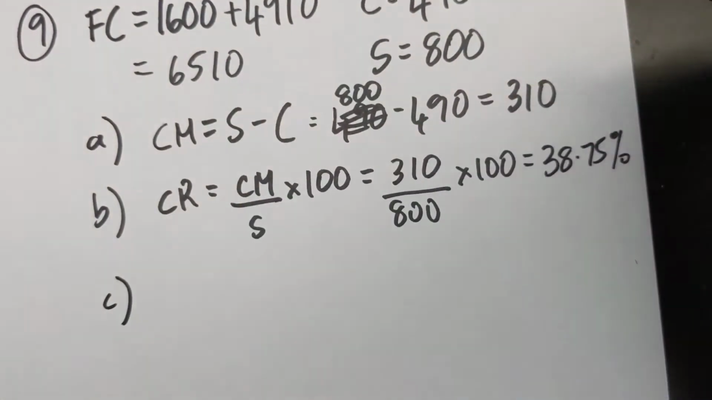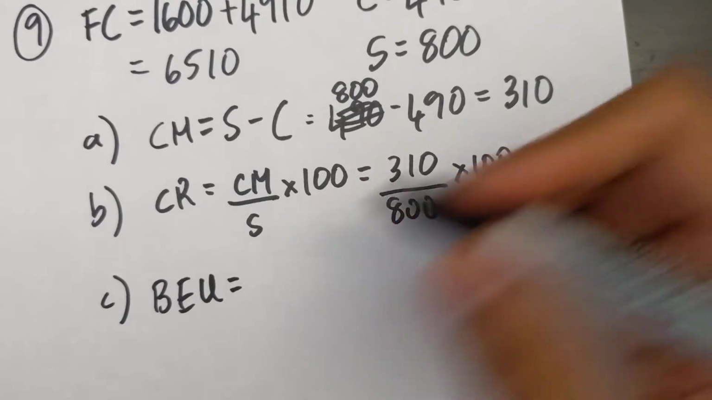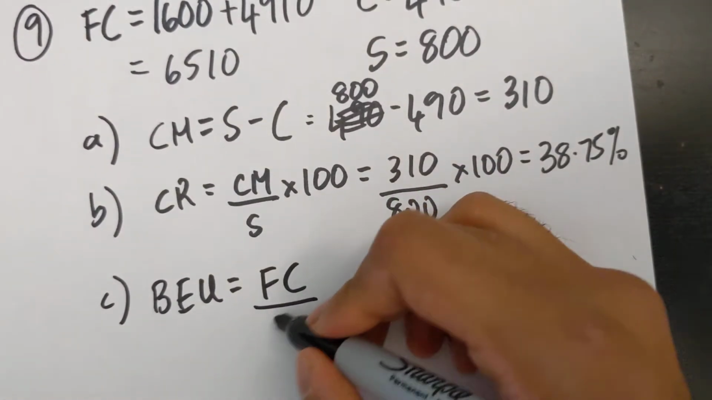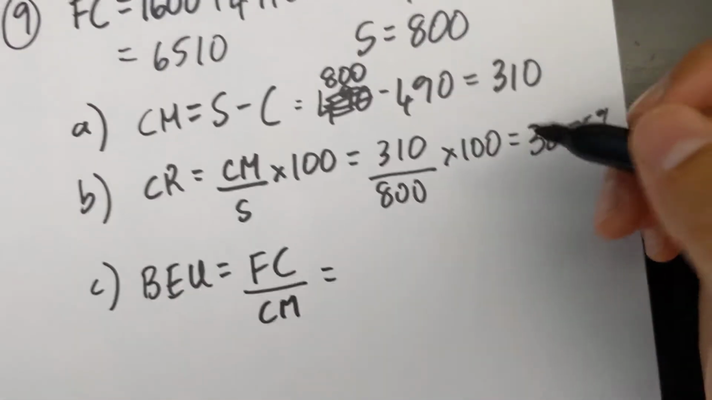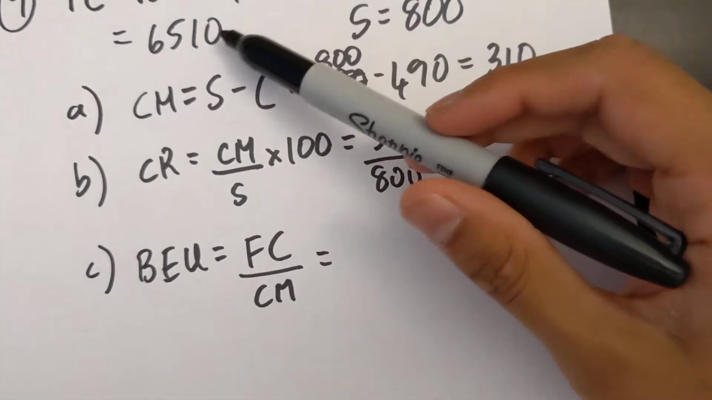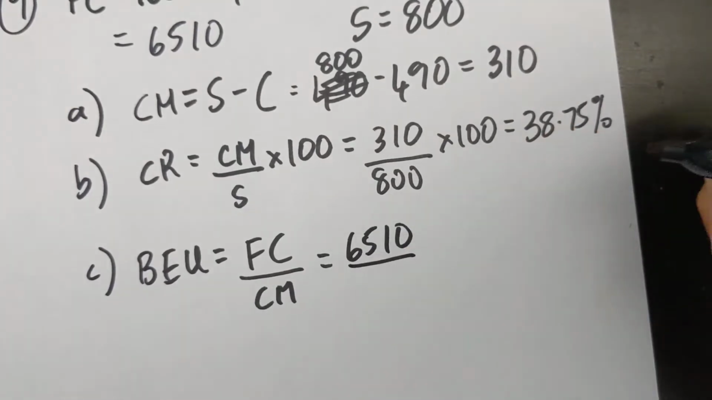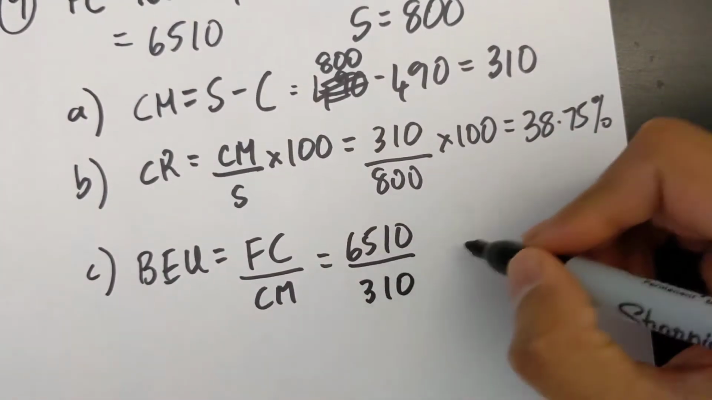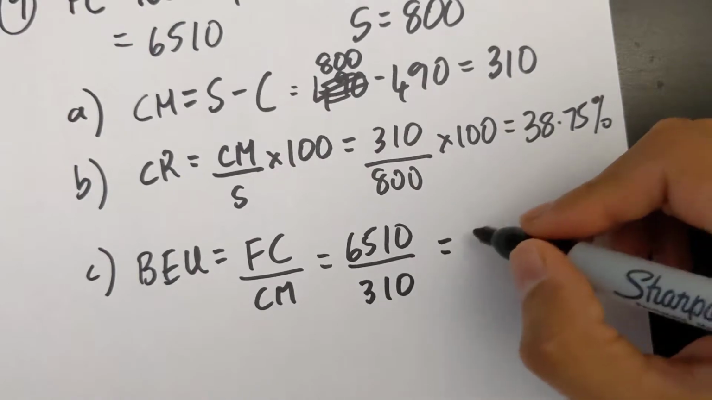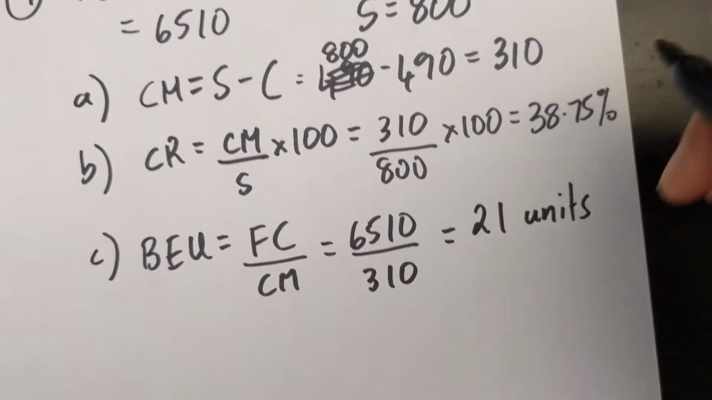Now C part, compute the break-even point in units. So break-even units is just fixed cost over contribution margin. My fixed cost is 6,510. My contribution margin is 310. If I do that calculation, I get 21 units to break even.